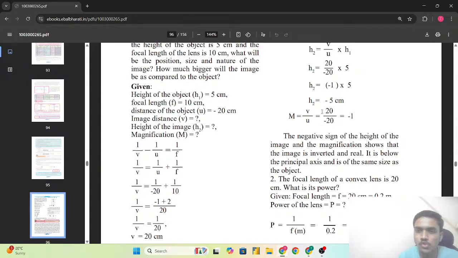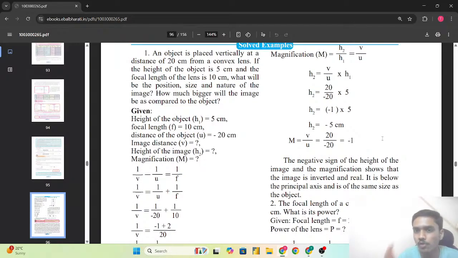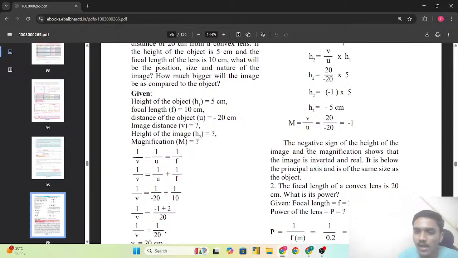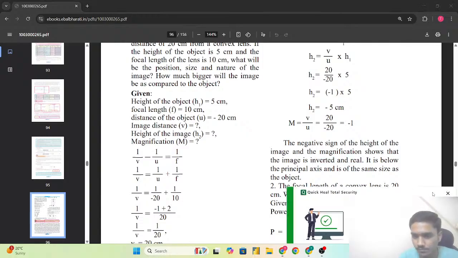Meaning, the image formed here, as compared with the height of the object, the height of the object is 10 centimeter as it is given in the question. And the height of the image which we have got after applying the formula of magnification, we are getting here the negative sign of the height of the image and magnification, which shows that the image is inverted. Obviously, an image will be inverted as it is formed downwards towards the principal axis. So it will be negative. It is below the principal axis and is of the same size as the object.